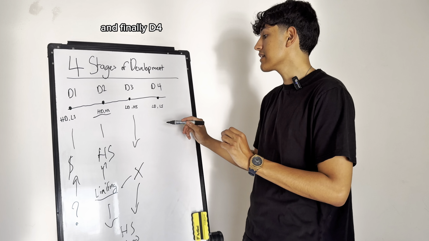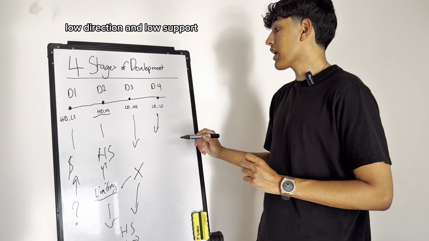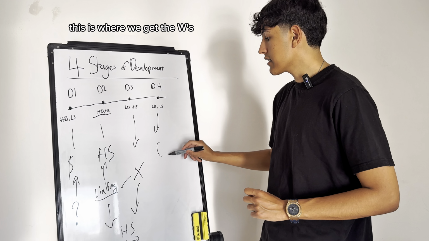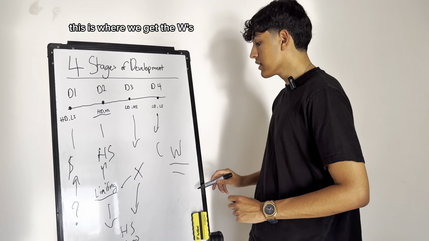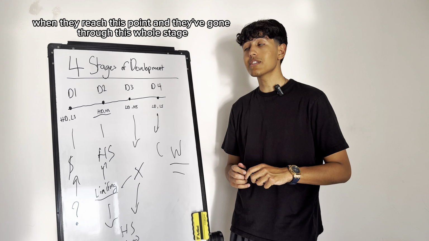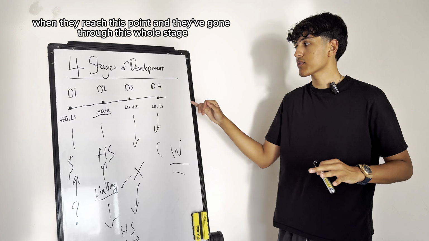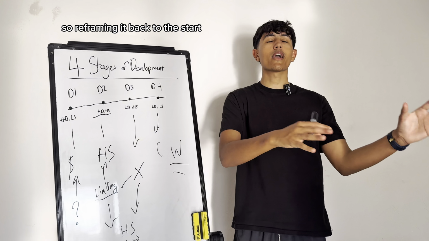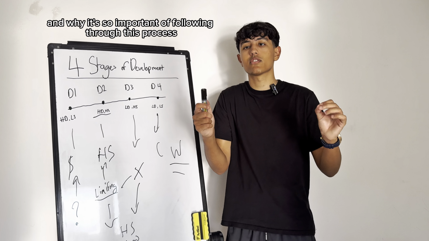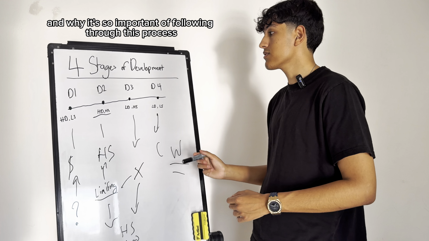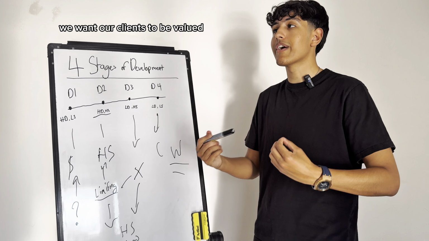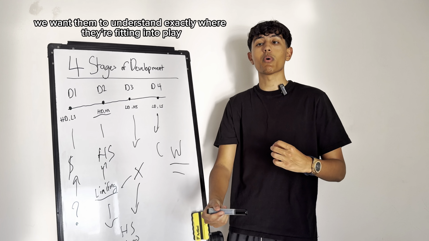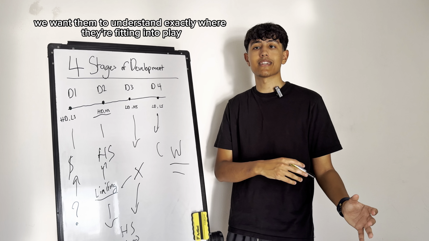And finally, D4, low direction and low support. This is where we get the W's, because ultimately when they reach this point, they've gone through this whole stage. So reframing it back to the start and why it's so important of following through this process, we want our clients to be valued. We want them to have that support. We want them to understand exactly where they're fitting into play.